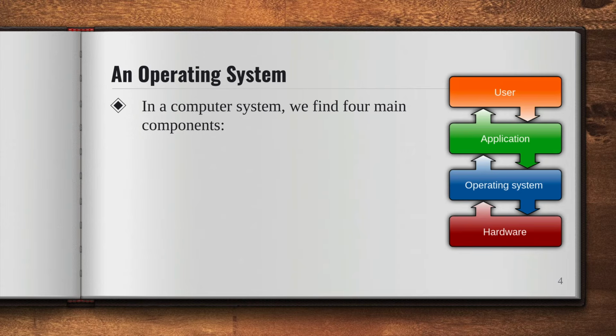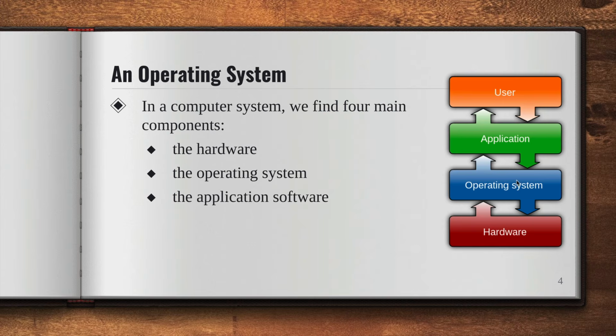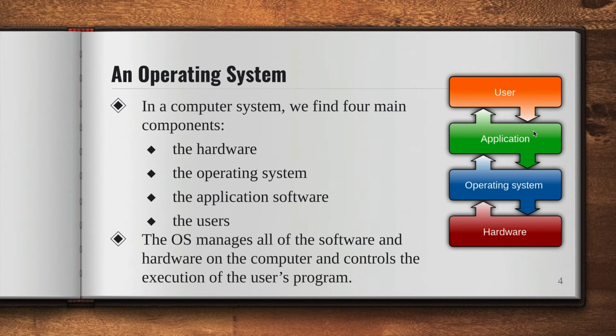So in a computer system, we find four main components. First is the hardware. So as you can see, we have the hardware here. Then we have the operating system, right? And the application software and the user. So the operating system manages all of the software and the hardware on the computer and controls the execution of the user's program.